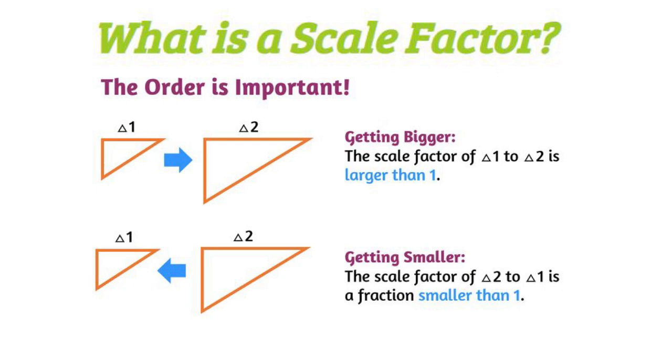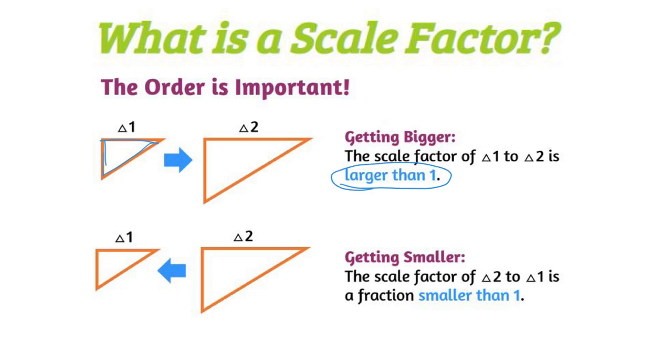So pay close attention to the order of the two shapes. The first shape listed is what you start with. So normally you would start here. So it's saying we're going from triangle 1 to triangle 2. It is larger. So our scale factor is going to have to be larger than 1.